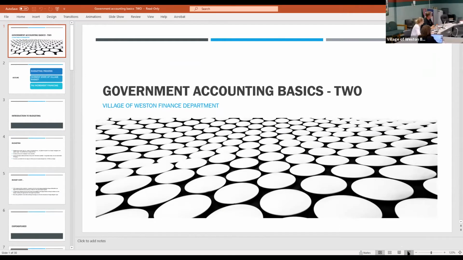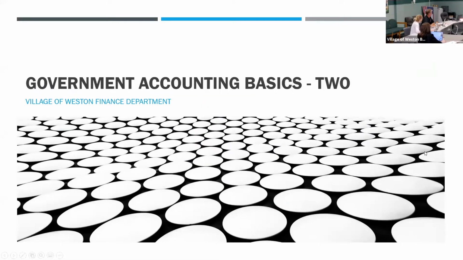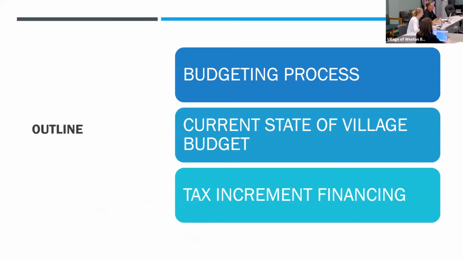Education presentations and reports, TIF and budget presentation. So we titled this one Government Accounting Basics 2. This time we're going to be talking more about the budgeting process, the current state of the village budget, and ending with tax increment financing.